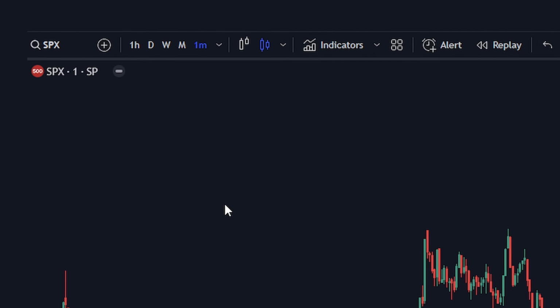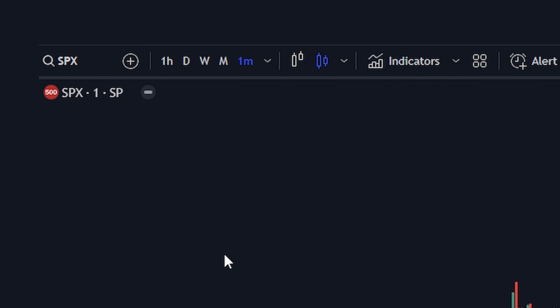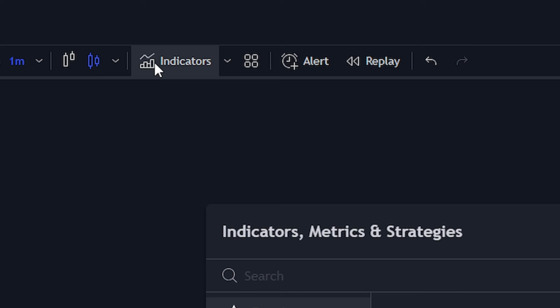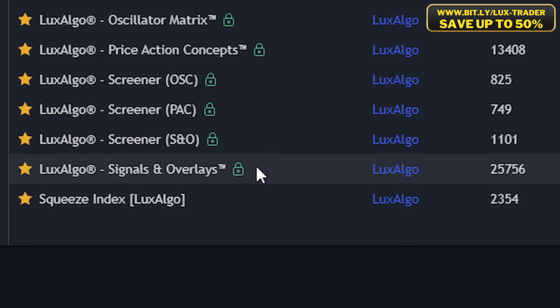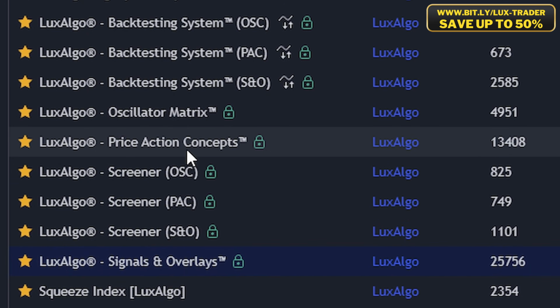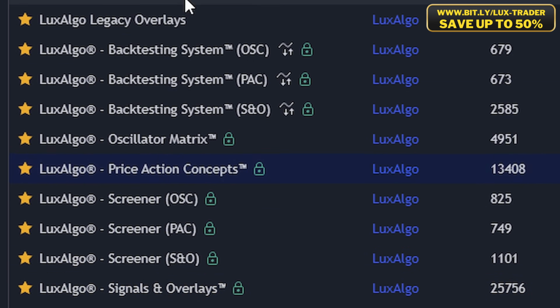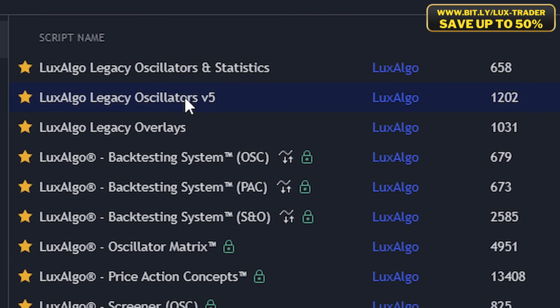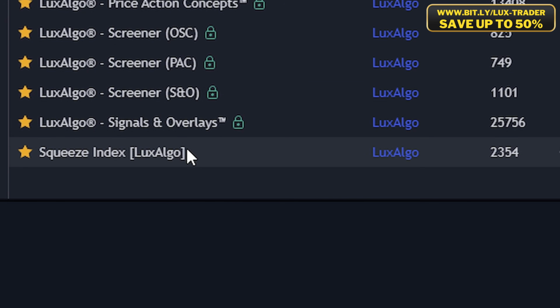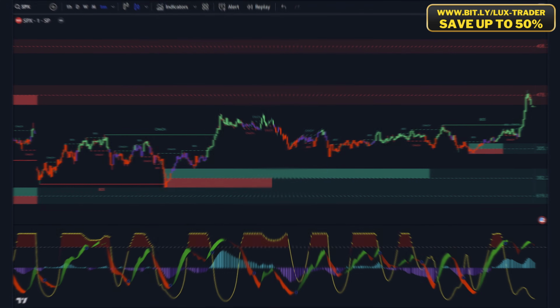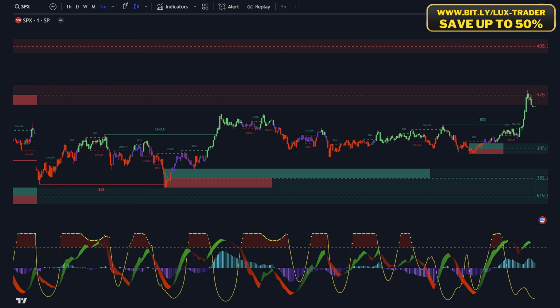As I have already tested this strategy on the SPX 1-minute time frame, we will use this asset and time frame for our demonstration. Now let's click on the Indicators tab and search for Signals and Overlays Premium. It is the most popular premium tool created by LuxAlgo. For the second indicator, you want to add the Price Action Concepts indicator. Next, add the Legacy Oscillator 2 times to your chart, and finally, you want to add the Squeeze Index as well.